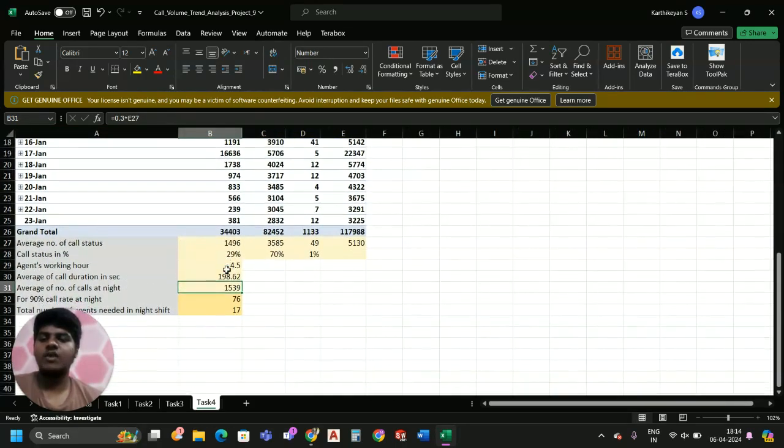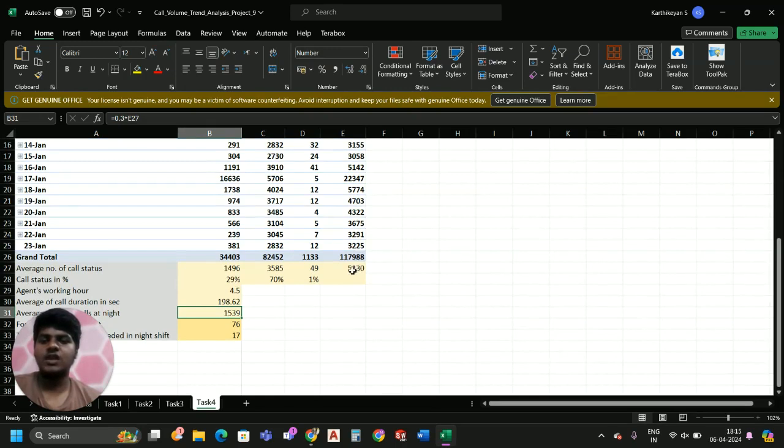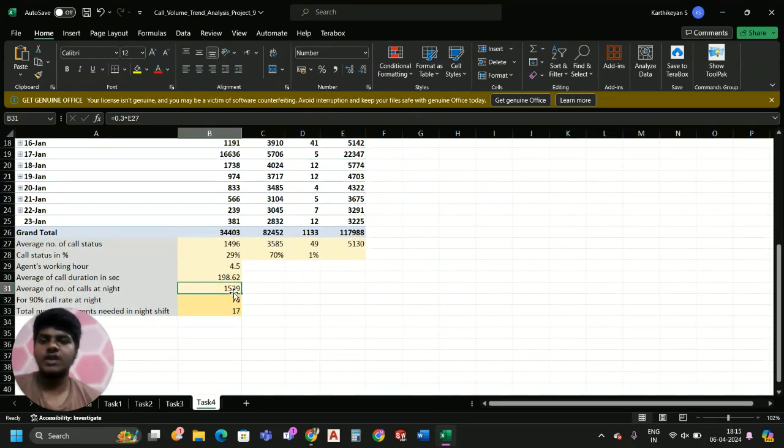To know the average number of calls received during the night, that is 30%. In the task they have mentioned 30% of the calls were received during the night time. So I have used the formula 0.3, that is 30%, of the total number of calls, that is 5130. So I got 1539 as the average number of calls received during the night time.